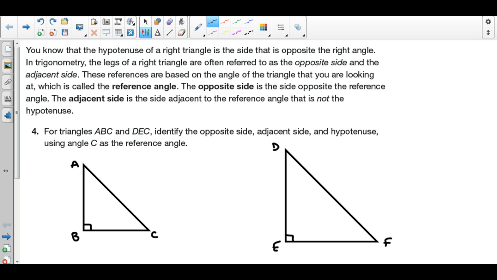It says, you know that the hypotenuse of a right triangle is the side that is opposite of the right angle. In trigonometry, the legs of your right triangle are often referred to as the opposite and the adjacent leg. So you guys should know, like, opposite means across from and adjacent means next to. So we've seen that before with some of our geometry. When we're talking about an angle, the angle that we always are going to refer to is what's called our reference angle.